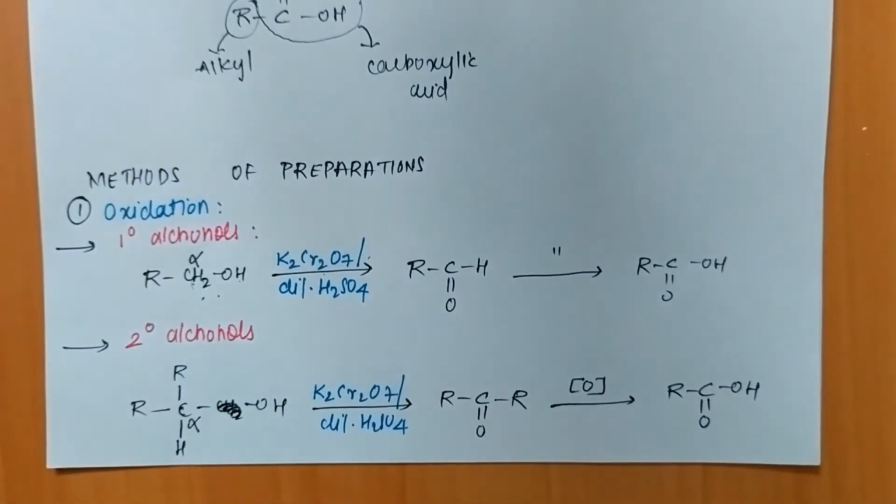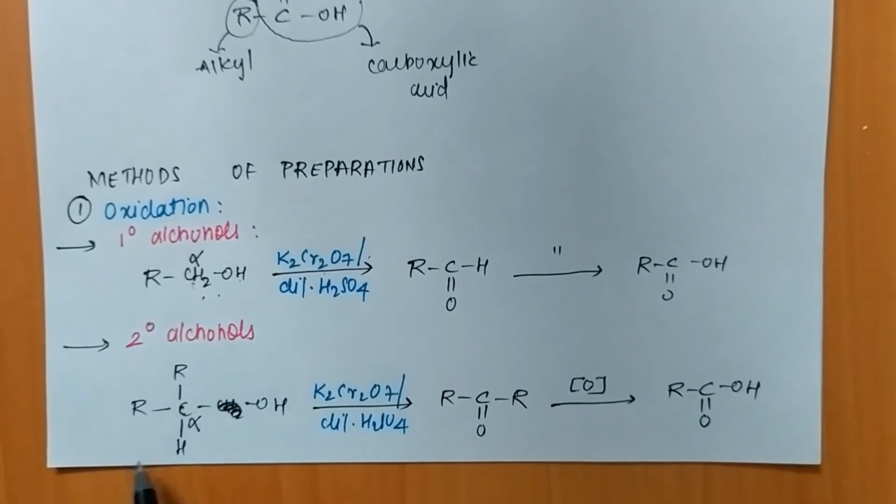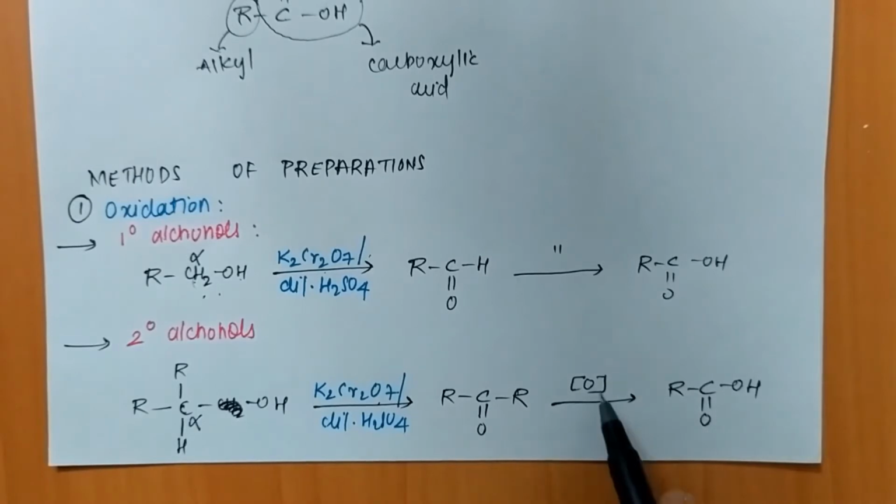So we take the secondary alcohol and react it with K2Cr2O7 in the presence of dilute H2SO4, which gives us a ketone, and this ketone is going to react with nascent oxygen, which ultimately leads to the formation of the carboxylic acid.